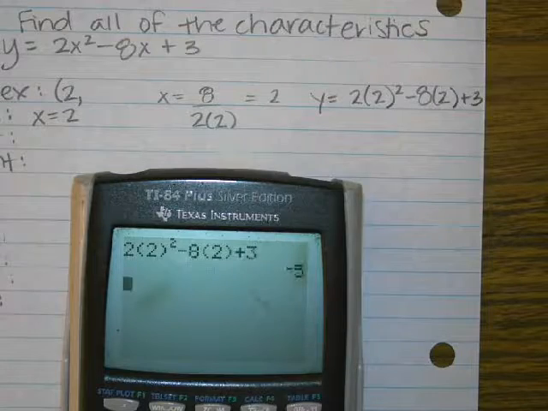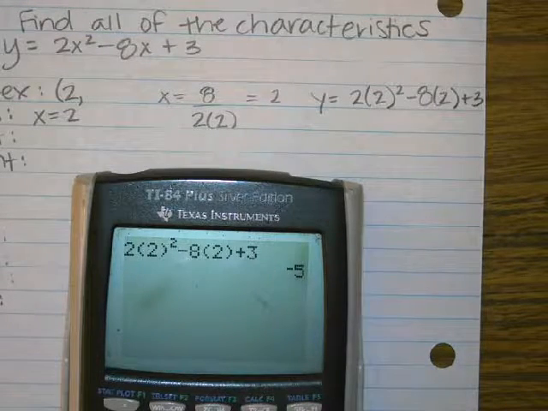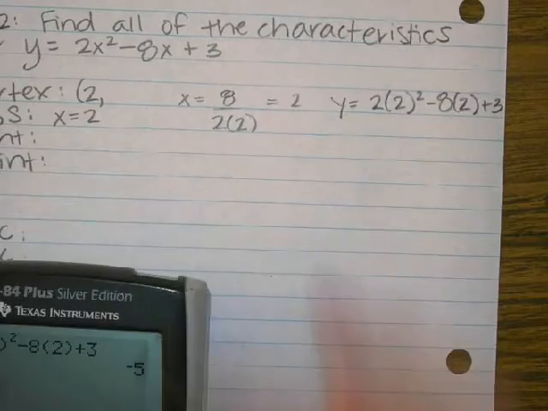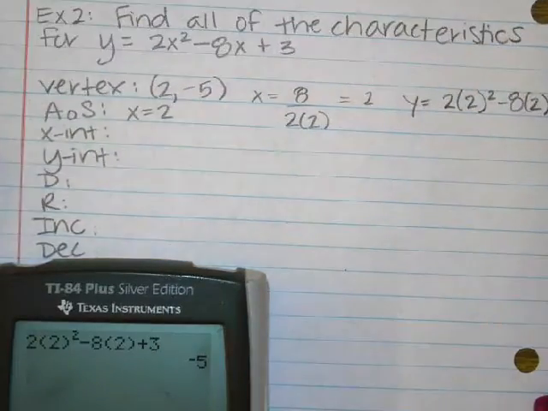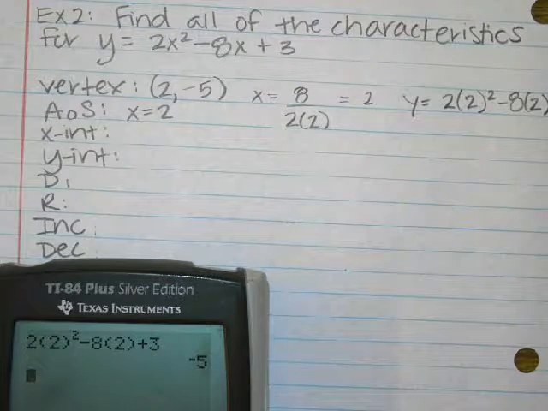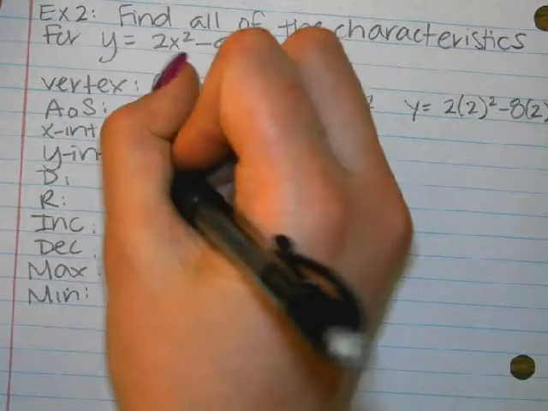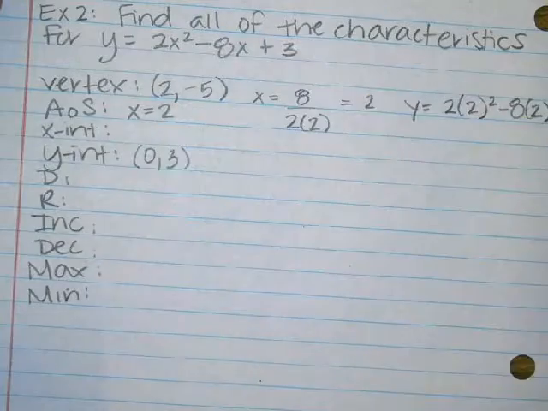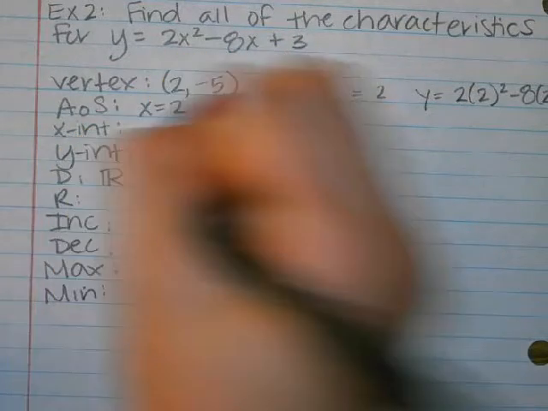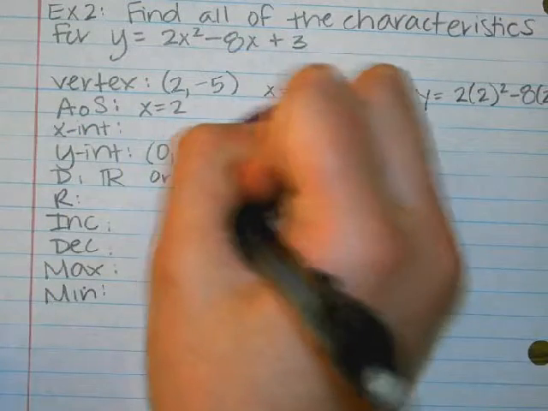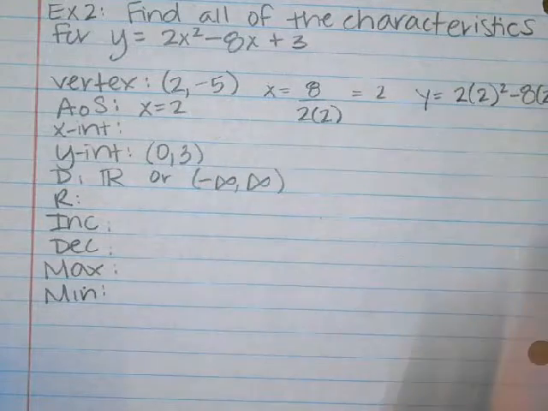And so for your y-coordinate, you should get negative 5. We're going to ignore x-intercepts for now because those are calculator problems. How about the y-intercept? 3. How about the domain? All reals. You can plug in anything you want, or we'll say negative infinity to positive infinity.